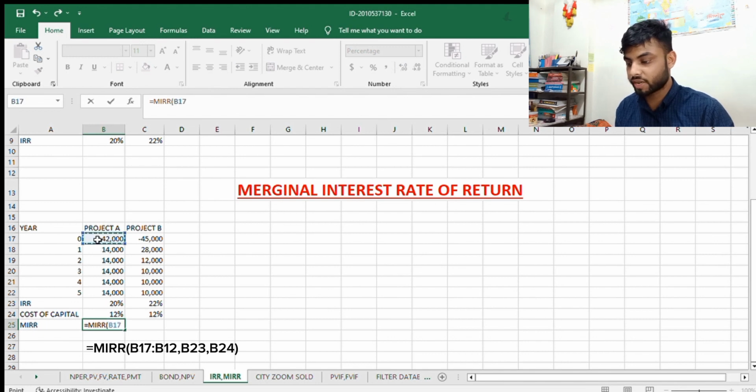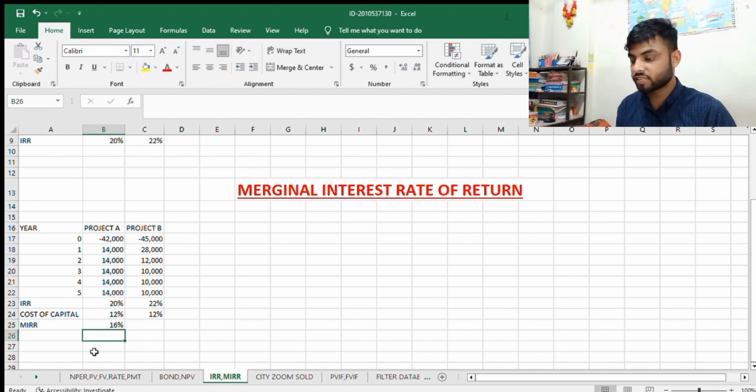0 to 5, then finance rate, that means IRR, and then reinvestment rate, that means cost of capital, and close the bracket and enter. The MIRR for project A is 16%.